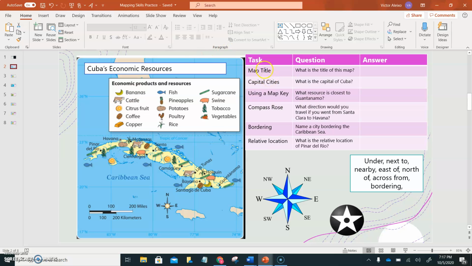The first task is always the map title, and the question will most likely be, what is the title of this map? So the title of the map is usually at the top, and you simply just copy the entire title, even if it's really long. So this map is called Cuba's Economic Resources.